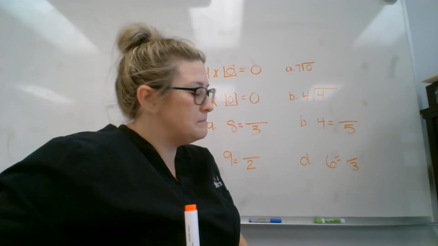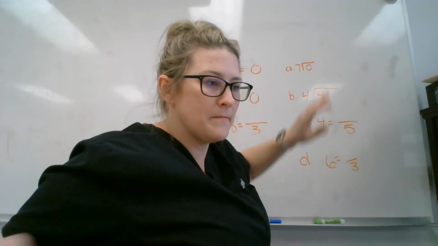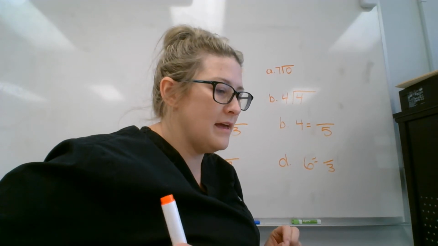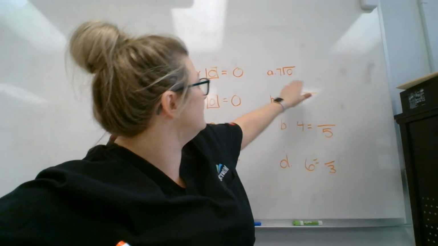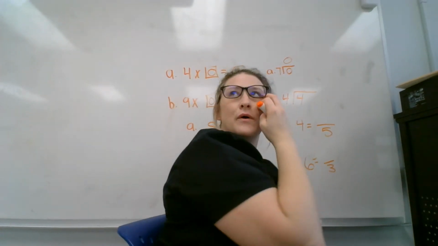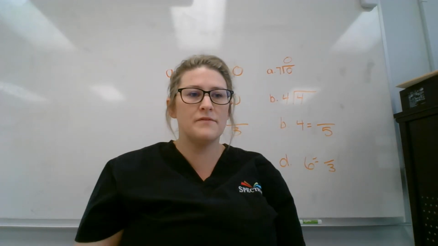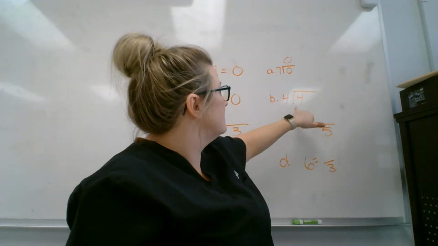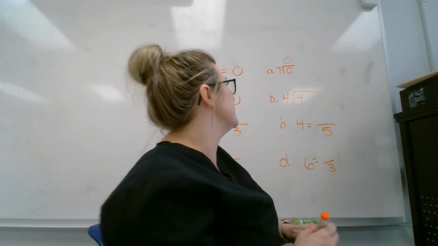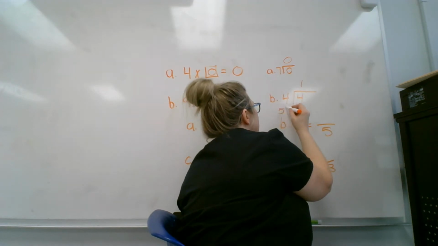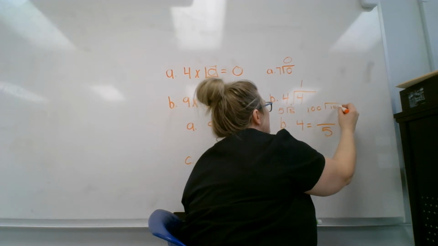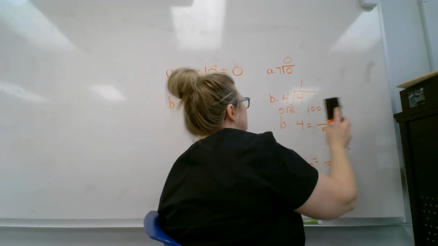Okay? Let's go ahead to these problems. Problem A. 7 divided by 0 is also 0. However, any number that is divided by itself equals 1. So 4 divided by 4 equals 1. Just like 5 divided by 5 would equal 1, or 100 divided by 100 would equal 1. Okay?